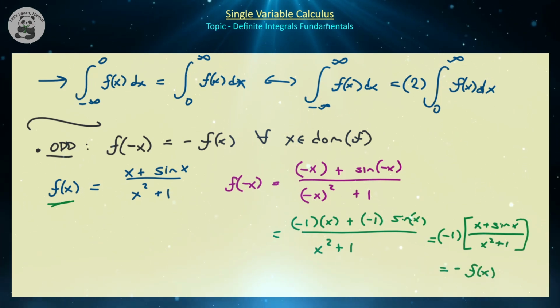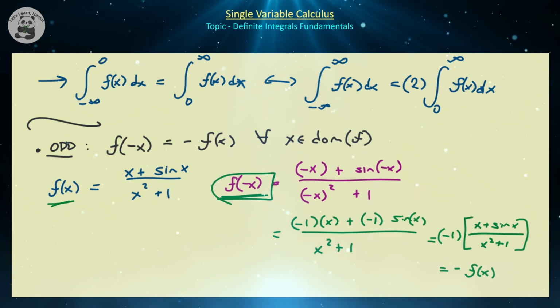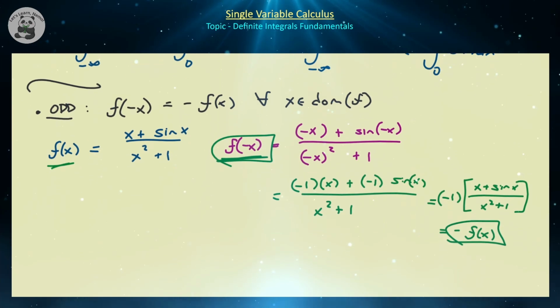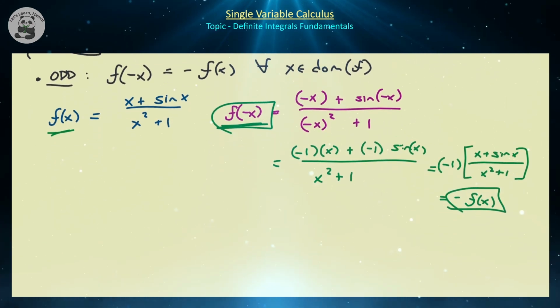So we have that f of minus x is equal to minus f of x for all x in the set of real numbers, which in this case is R. Therefore, f is odd. So what's so special about integrals on odd functions?